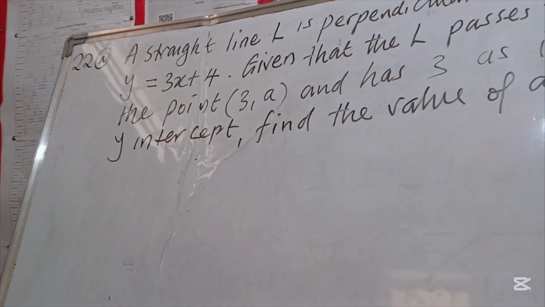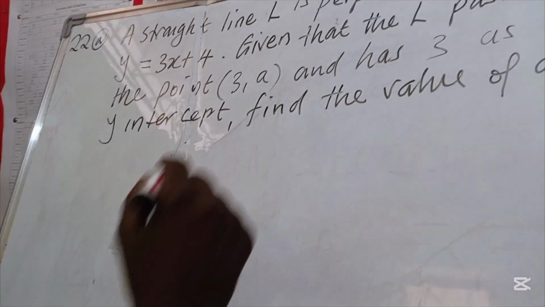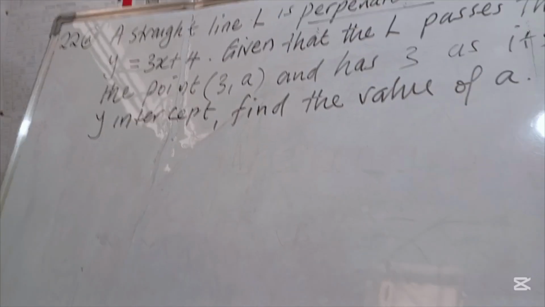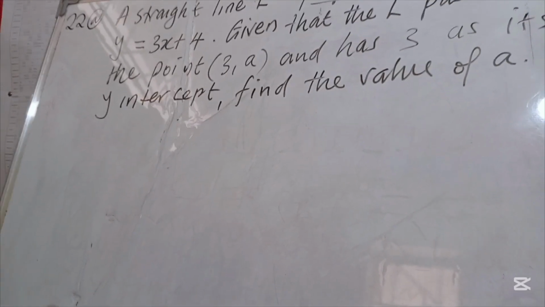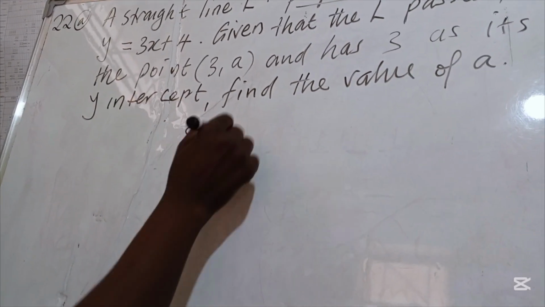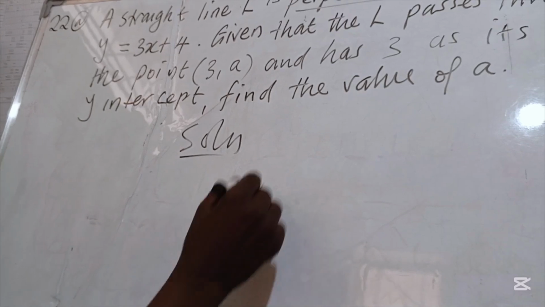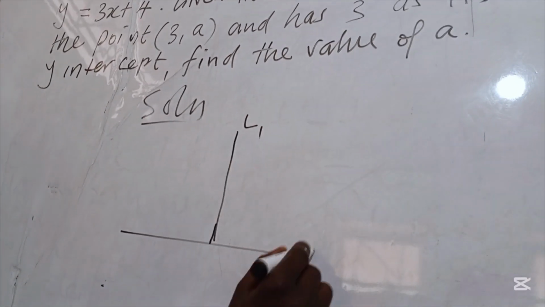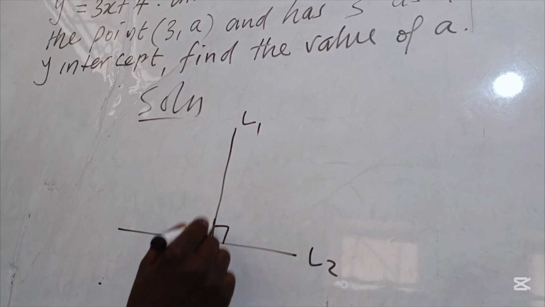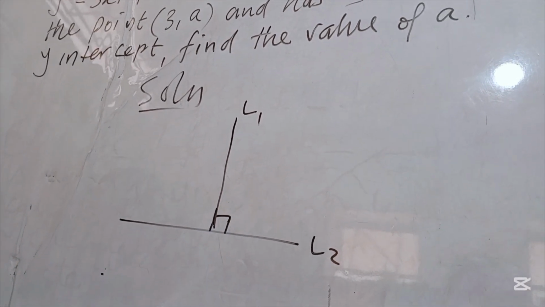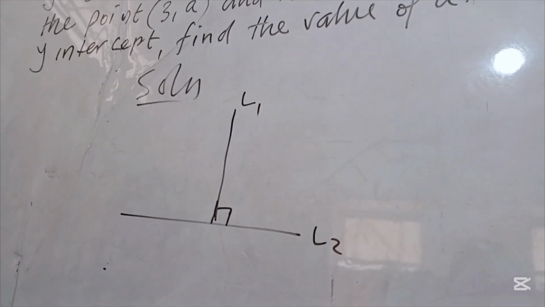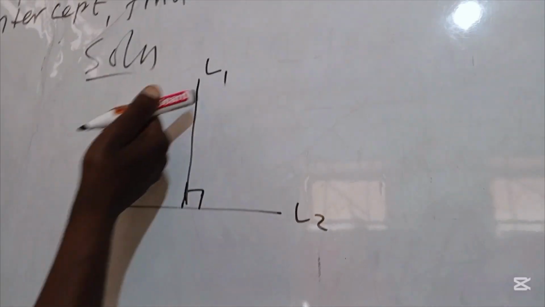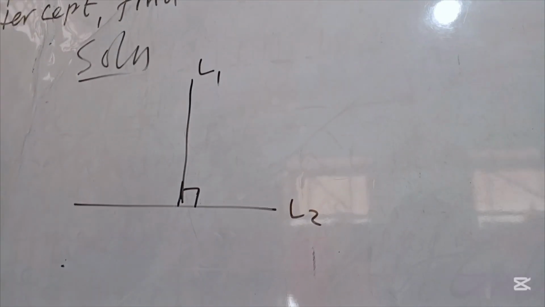So, fellow viewers, the eye-catching word is "perpendicular". When two lines are perpendicular to each other, how do they behave? Solution: when I have line 1 and line 2 and they are perpendicular, they create 90 degrees. So when they form 90 degrees, it means these two lines are perpendicular to each other.